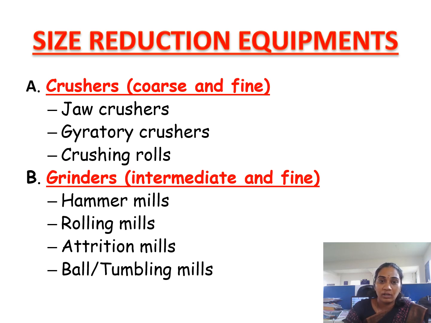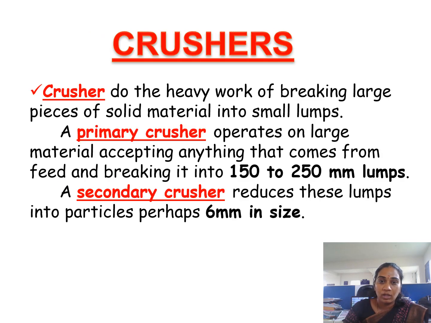They are broadly classified under two categories: crushers and grinders. Crushers will produce coarse particles, where we have jaw crushers, gyratory crushers, and crushing rolls. And grinders are used to produce very fine particles, where we have hammer mill, rolling mill, attrition mill, and tumbling mills. Crushers do heavy work, that is very hard materials will be broken down into small pieces. In crushers, we have two types: primary crushers and secondary crushers. In the primary crusher, it is reduced to 150 to 250 lumps, and in the secondary crusher, further size reduction takes place, where it is reduced to 6 in size.